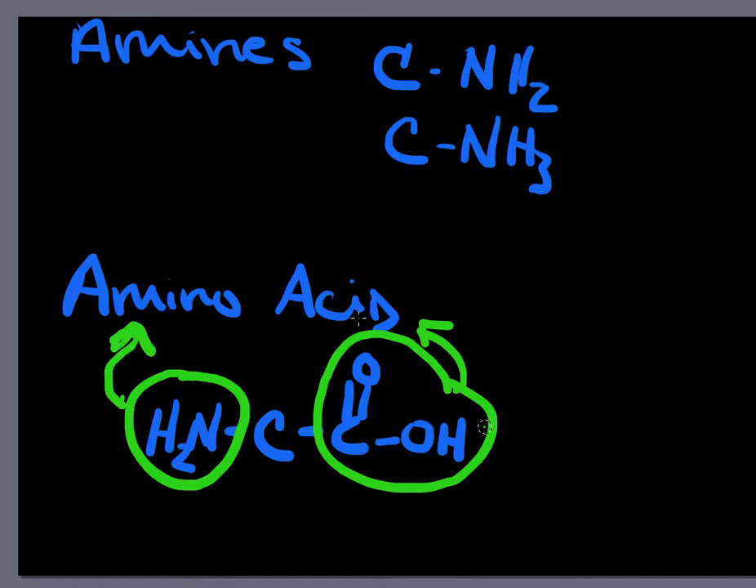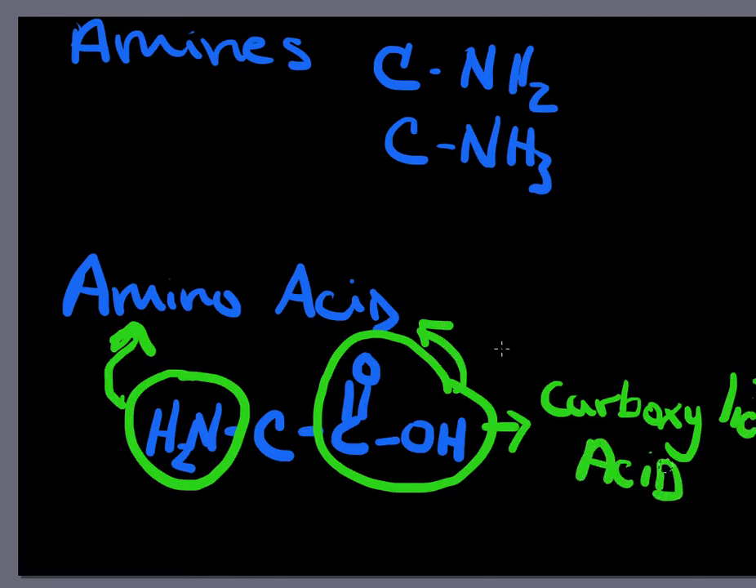This is our carboxylic acid group. And these guys are important to us because they are the monomers for proteins. They're our base unit for proteins. So we're going to see amines always connected to that acid group there on our base carbon. And that's where they're going to become important to us.